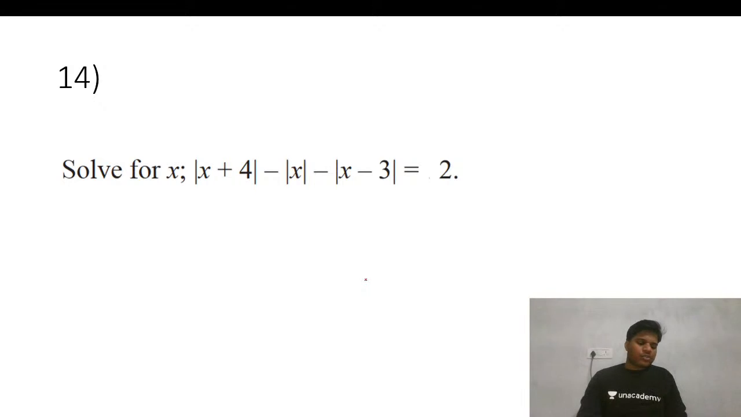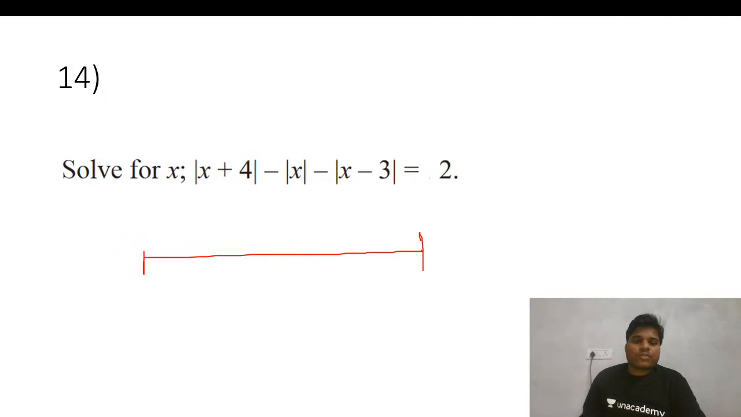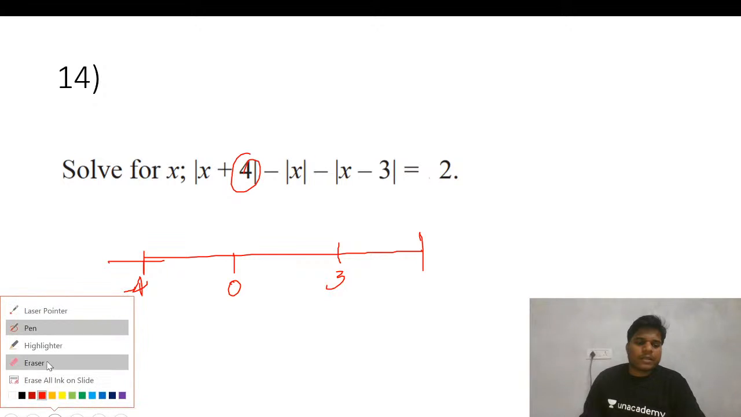So this is the last question, guys. Let's quickly finish this. For this type of question, again I am going to tell you an approach that you have to use always. First let's draw the critical points: -4 here, 0 here, and 3 here.